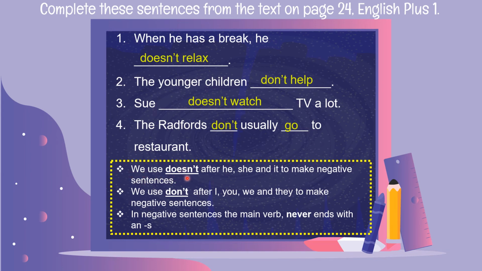Now, here are the rules. We use doesn't after he, she, and it to make negative sentences. In other words, doesn't belongs to singular form. We use don't after I, you, we, and they to make negative sentences. If the subjects are plural or using I or you, we should use don't. In negative sentences, the main verb never ends with an s. Even if the subject is singular, the main verb would not end with s. Okay?